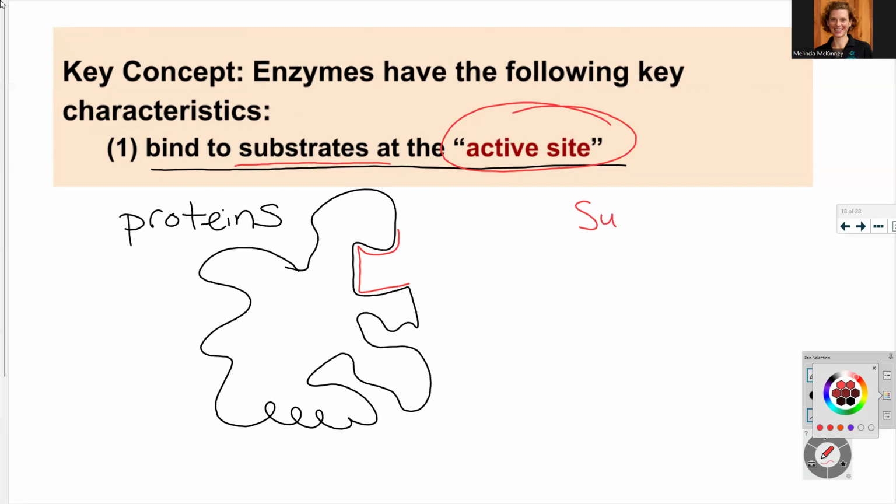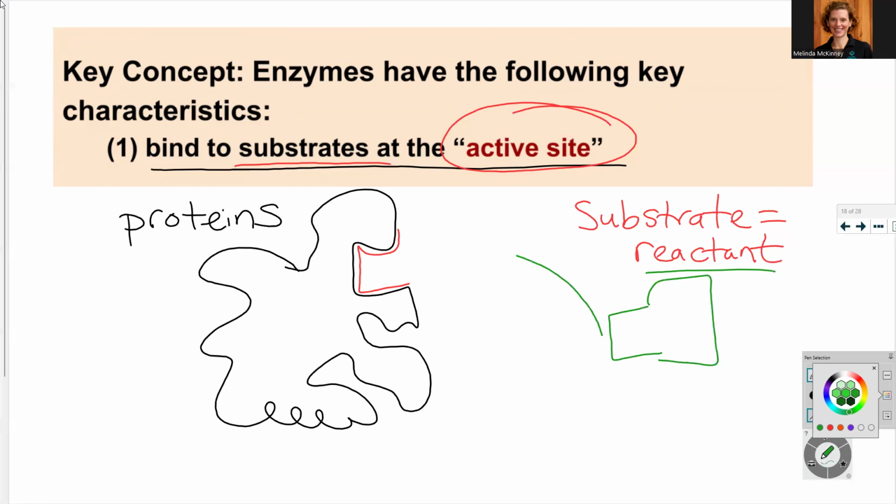So a substrate, this is a new vocabulary word, substrate. This is just the word for the reactant. So it's the name of the reactant when you have an enzyme present. So a substrate is the reactant in an enzyme catalyzed reaction. So the active site is where the substrate is going to bind. So say I have a reactant over here. My reactant maybe kind of looks like this. Okay. It's going to bind right in here. So it's going to fit specifically in this place. And that's where the reaction is going to occur.